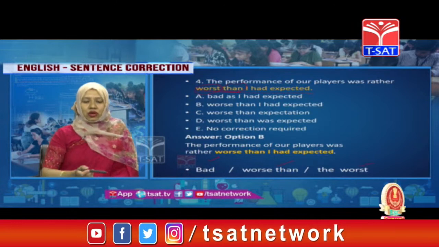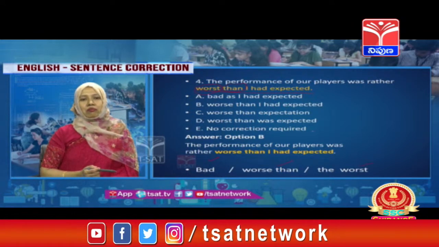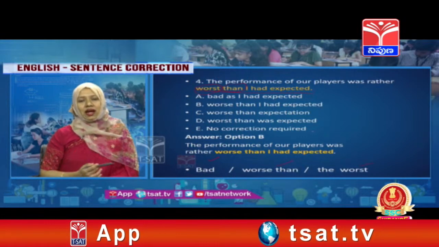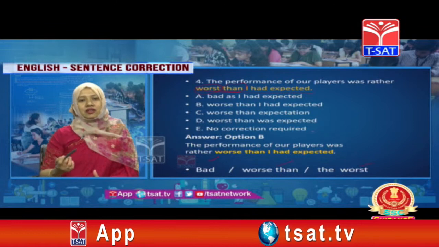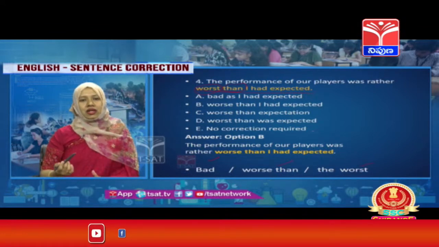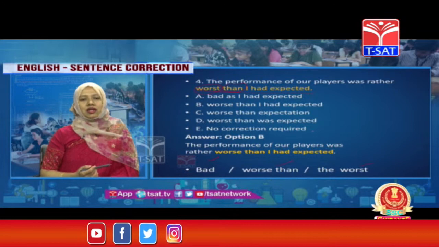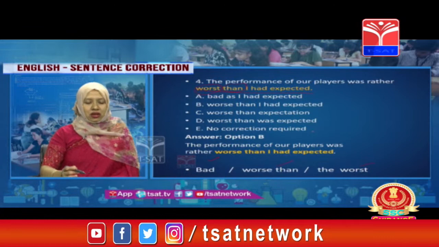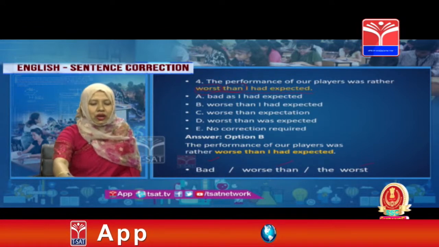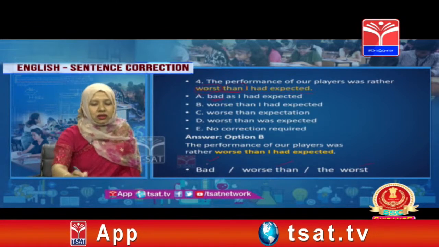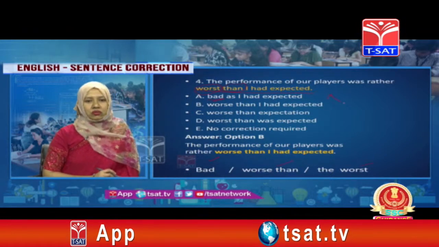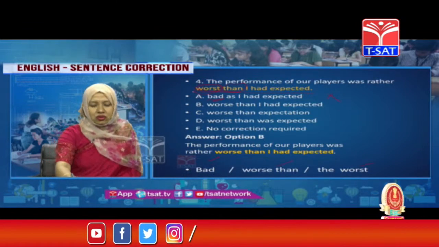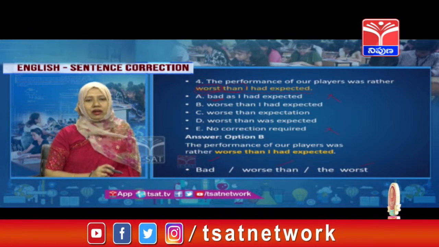So what should come? What can be the appropriate answers? Bad as I had expected. B, worse than I had expected. C, worse than expectation. D, worse than was expected. E, no correction required. Because than is there, you cannot use bad. Bad is positive degree. So eliminate this, this option is wrong. We have identified the mistake. So option E is eliminated.